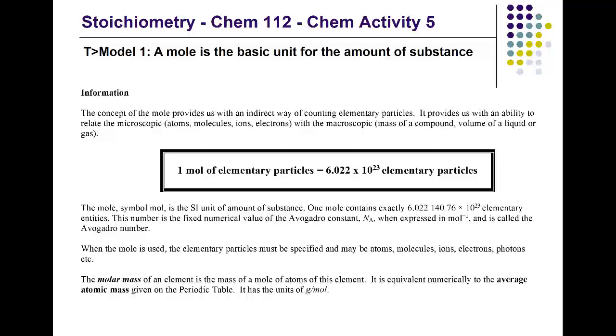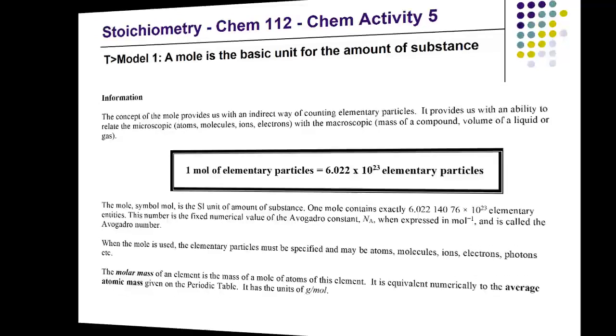Now the mole used to be defined in connection to the number of particles in 12 grams of isotope carbon-12. It has more recently been defined as the amount of substance in exactly 6.022140076 times 10 to the 23 elementary entities. This number is the fixed numerical value of the Avogadro constant, which is symbolized as N_A, and this is called the Avogadro number. So a little bit of background here.